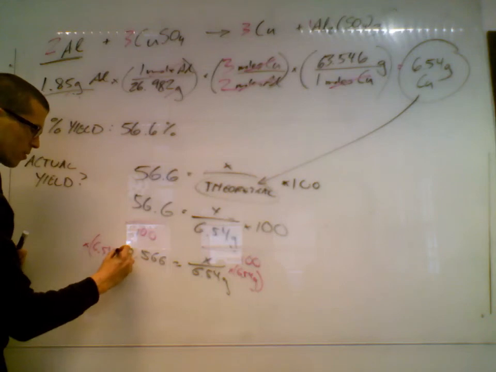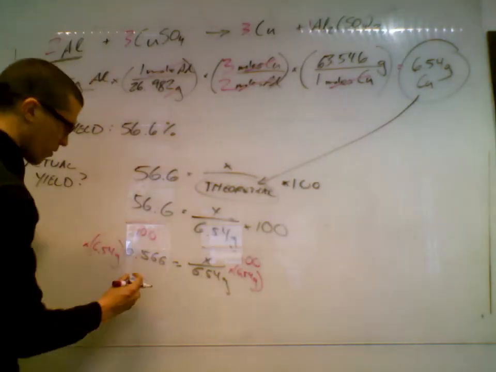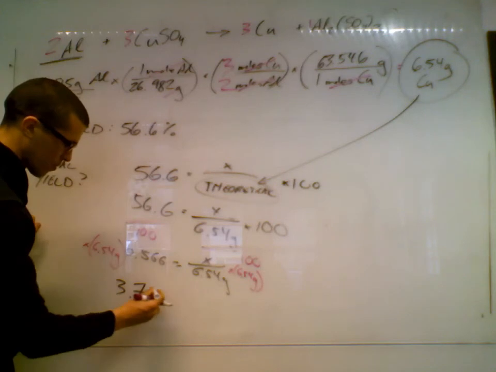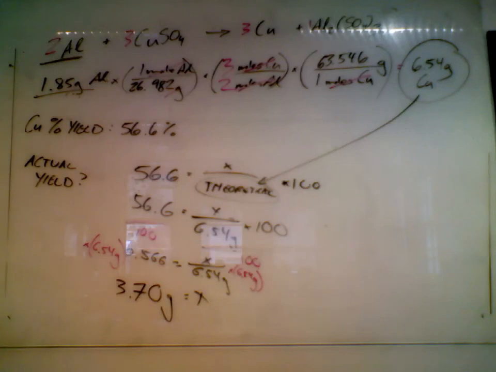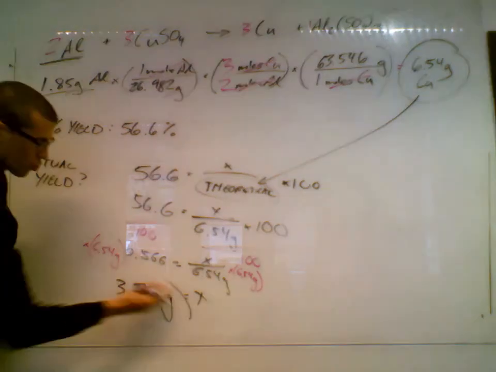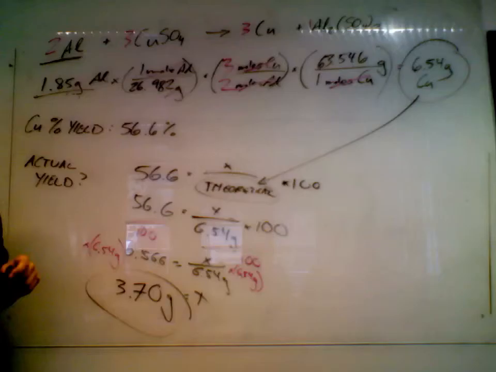6.54 grams. So this will give me the bottom 3.70 grams. And that's what our actual yield is. That's it. I'm just confused with the whole first step. This stuff over here. Yeah.